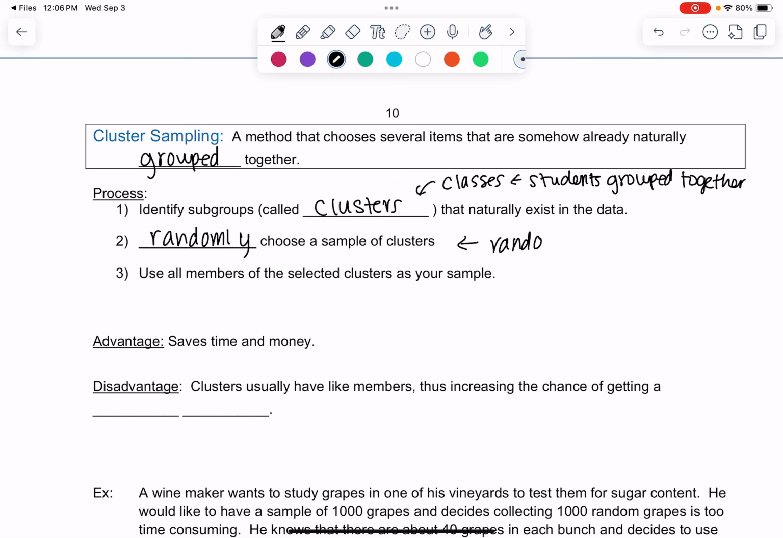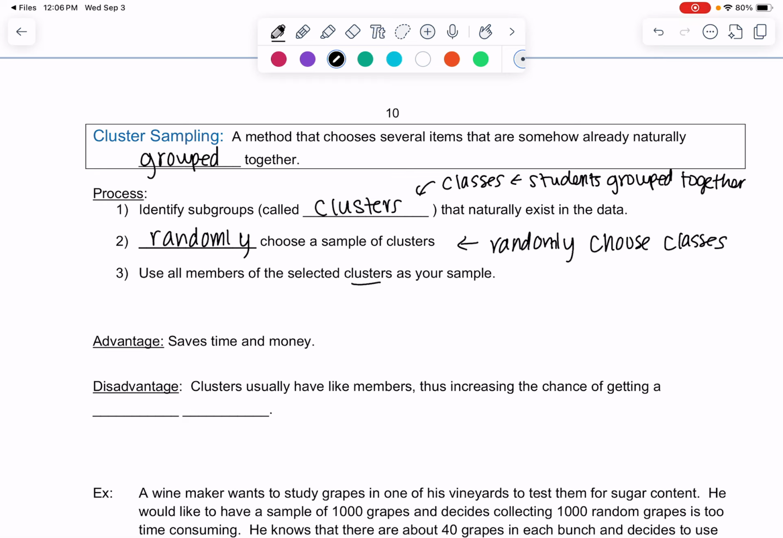And this is just one example. We'll see a different one below. And then we just combine all those classes or clusters to make a sample. And this can save a lot of time. Grabbing individual students would take forever, but grabbing you guys in a class is a little bit more efficient.